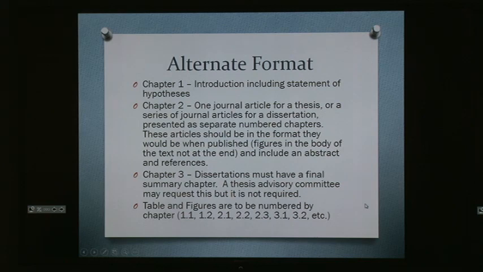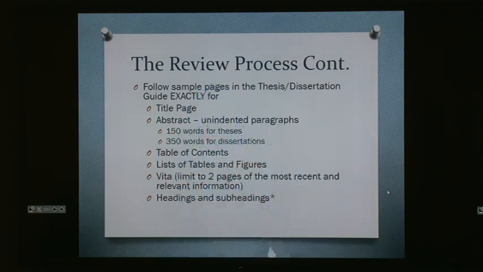So in chapter 1, you've got 1.1, 1.2, and so on. Chapter 2 will be 2.1. So that is one change you'll have to make in the body of those articles. Cool. All right.